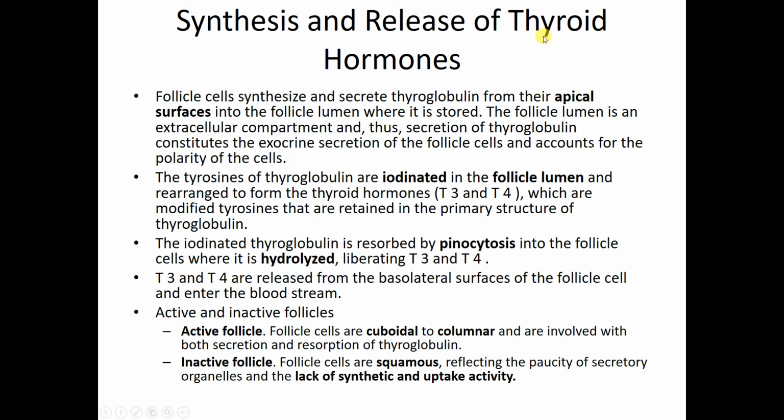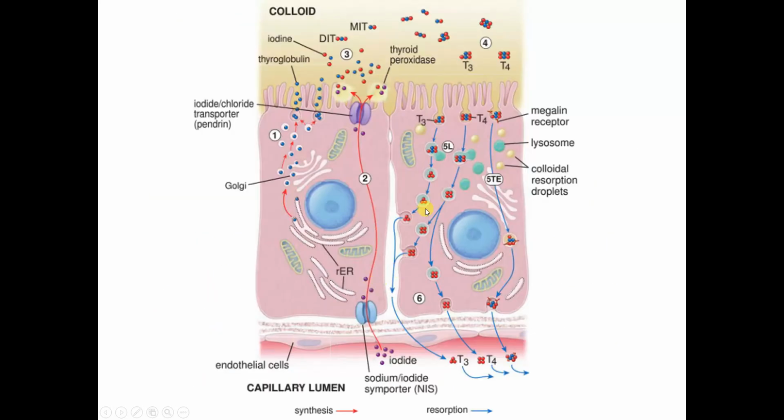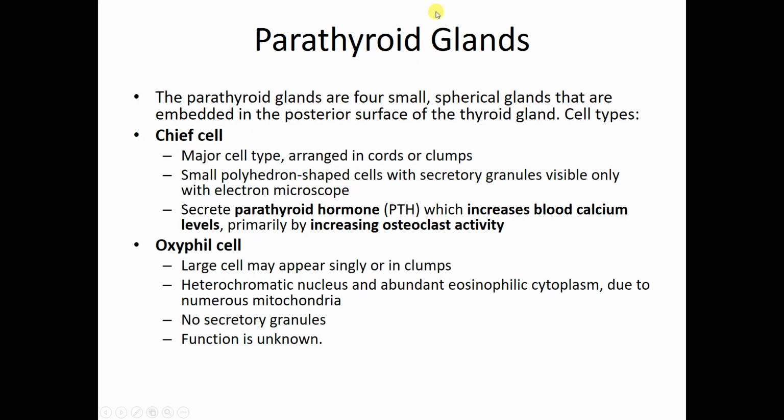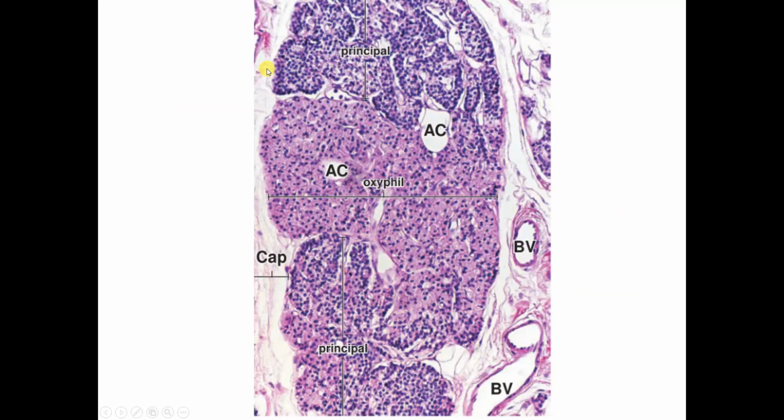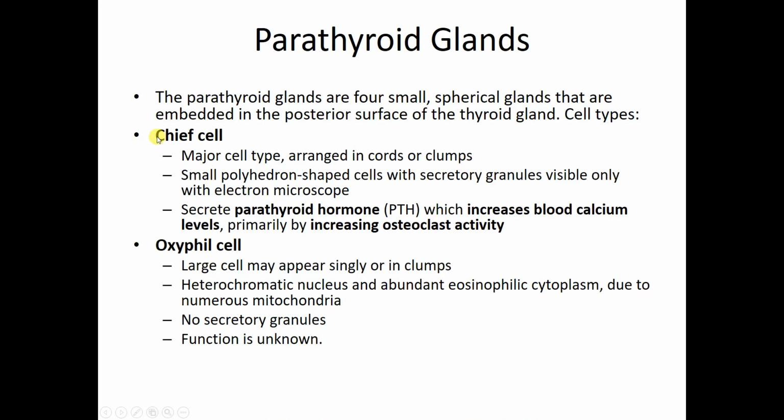Synthesis and release of thyroid hormones is explained. I explained it to you, so this mechanism is shown here. I want you to observe it by yourself. Then parathyroid glands. Parathyroid glands, I already showed it to you. In the deepness of the thyroid gland, we have something like islets inside it, and they're known as parathyroid glands. And here we have two different cells: chief cells and oxyphil cells.